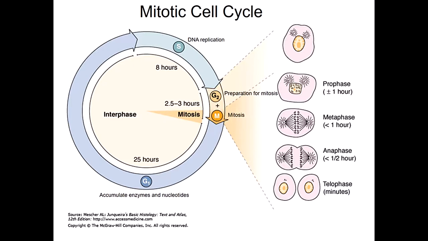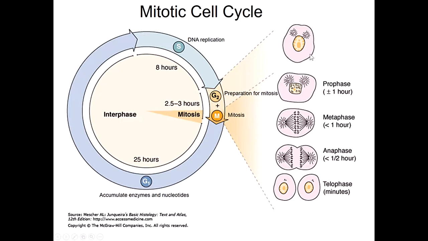You know, if they're maybe an endocrine cell, they're making hormones and secreting them. They're doing their normal stuff. Then at some point, most of those cells will have to divide to reproduce themselves. Then they enter the synthesis phase, DNA replication, S phase for synthesis, followed by another short growth phase where proteins are being made for the process of mitosis, and then mitosis itself. Mitosis involves prophase, metaphase, anaphase, telophase, and cytokinesis, as shown here.